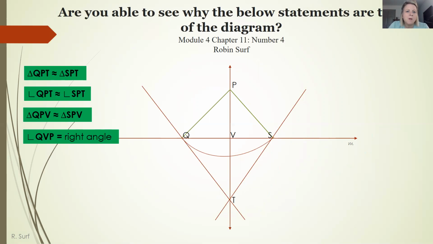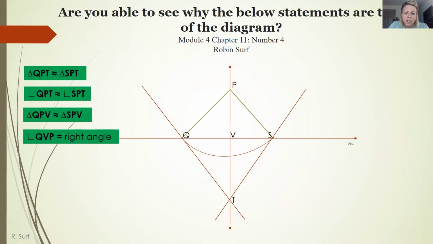Let's go ahead and move on to question number 4. Are you able to see why the below statements are true of the diagram? Well, the two triangles QPT and SPT are being bisected by the line PT. So basically, the diamond shape is being bisected into two equal halves. So triangles QPT and SPT are definitely congruent. The angles QPT and SPT are also being bisected by the line segment PT. So those angles are congruent as well.